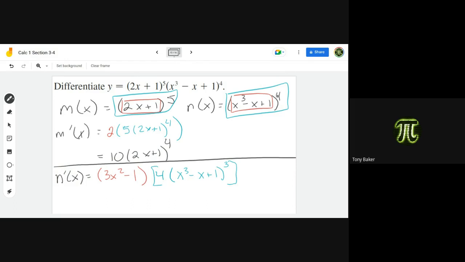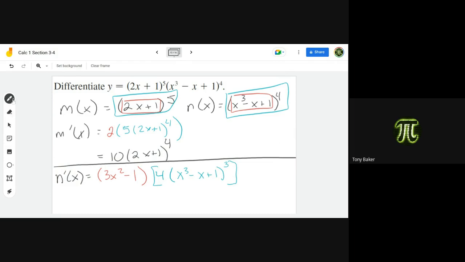It was to the 4th power. So I bring down the 4, subtract 1 from the exponent. Same concept here. Remember that I brought down the 5 and I did 5 minus 1 to get to 4. That's just the power rule. So if we look at it in terms of just the power rule, if it was m to the 6th, it'd be 6m to the 5th, correct?